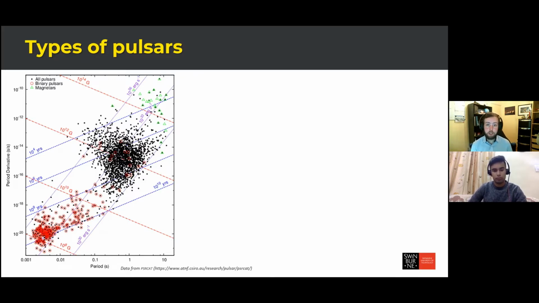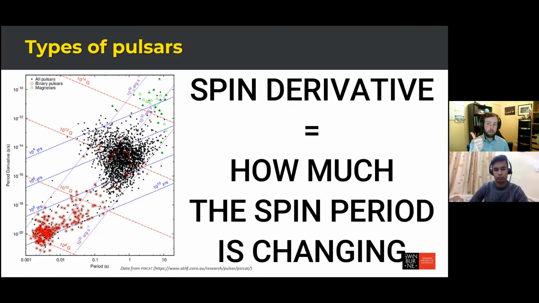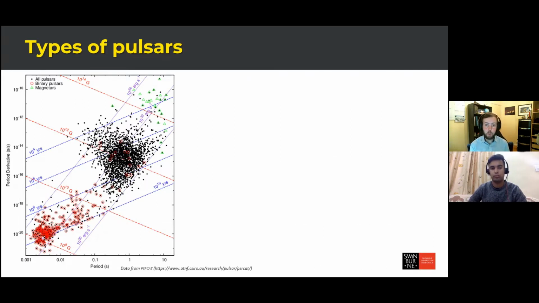So by characterizing a pulsar by its spin rate and its spin down, also called the spin derivative or the P dot, we can get a diagram like the one on the left here called a P dot diagram, where you've got the spin rate on the horizontal axis and the spin derivative on the vertical axis. And you can see a few patterns emerging from the pulsars on this diagram already. And we can use this to characterize certain types of pulsars.